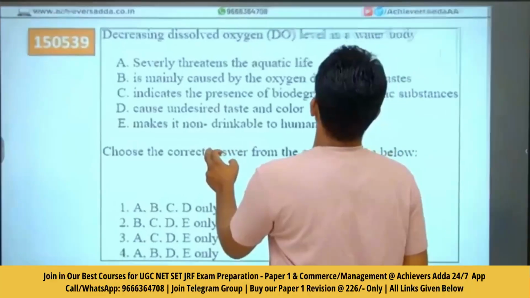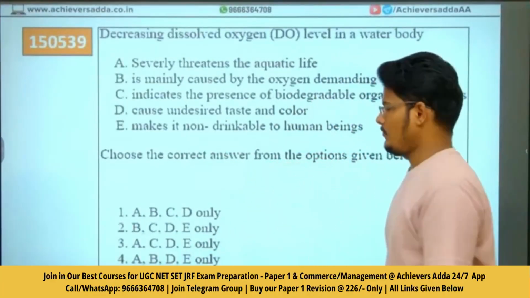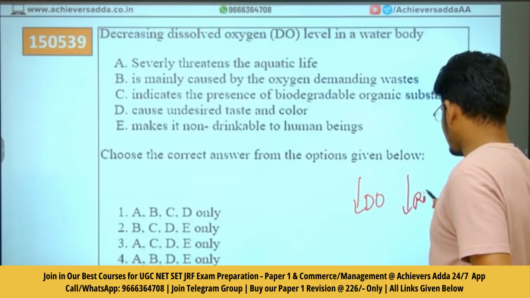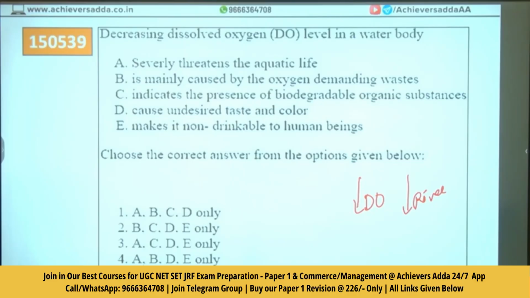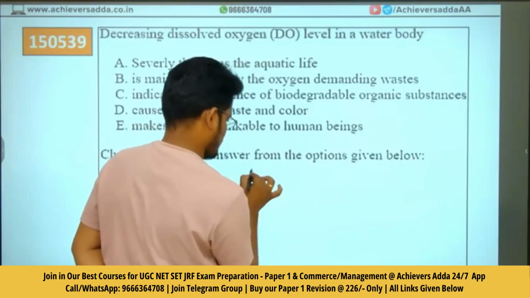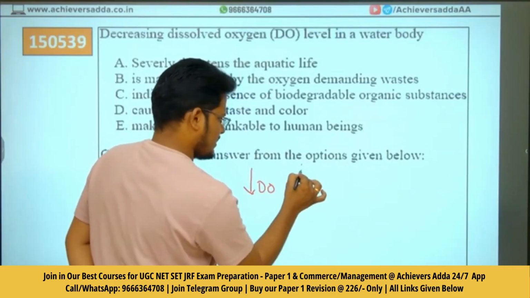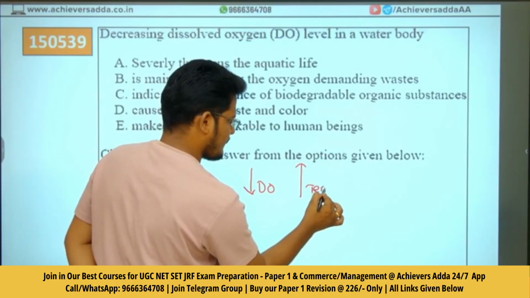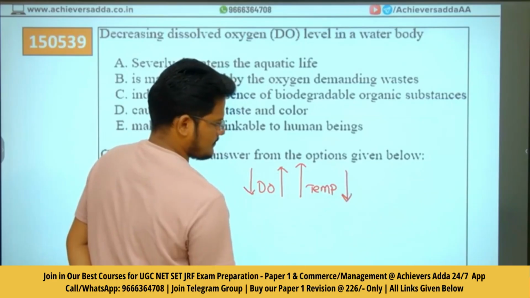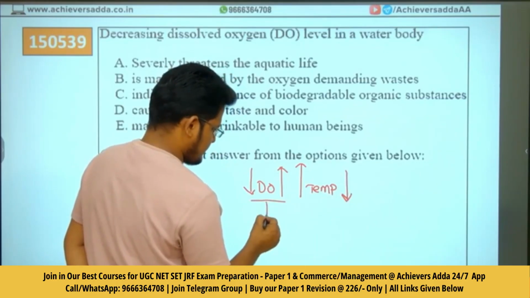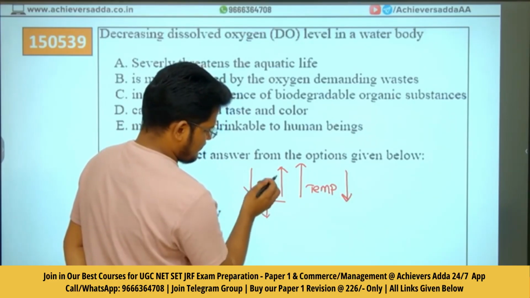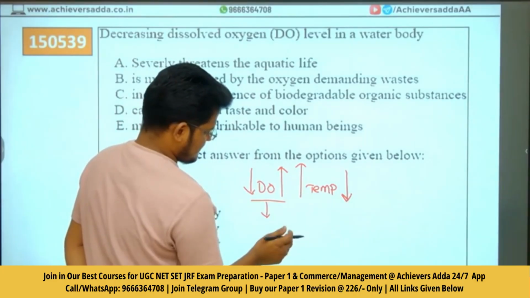Decreasing DO, dissolved oxygen level in the water body. When DO reduces in the rivers or lakes, I'll tell you simply: the lower the dissolved oxygen, the higher the temperature. The higher the dissolved oxygen, the lower the temperature. In this case, dissolved oxygen is low and temperature is high.